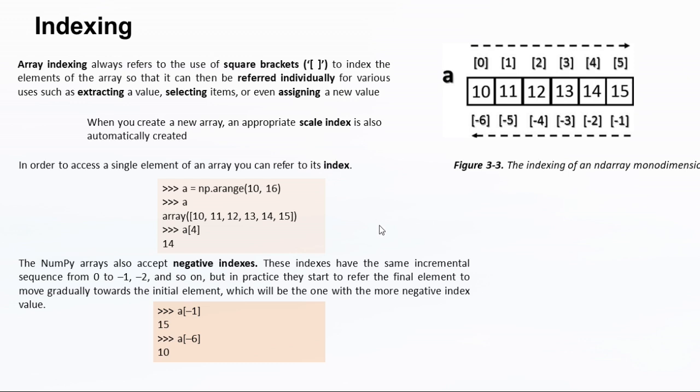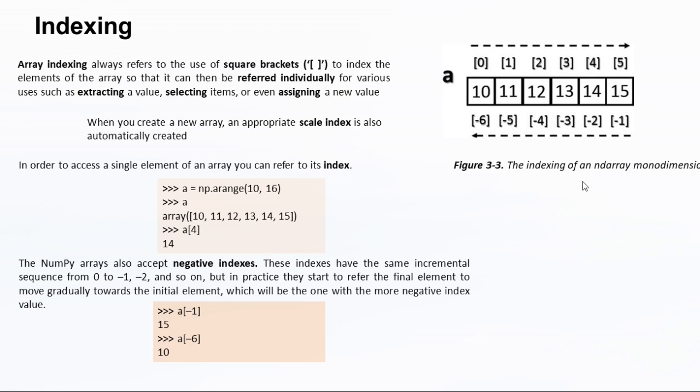So let's first discuss what indexing is. Array indexing refers to the use of square brackets to index the elements of the array, so that we can refer to the elements individually and extract the values. We can select the items and even assign values to the items. When you create a new array, an index is automatically created, and if you want to access a single element of an array, you can refer to it by its index.